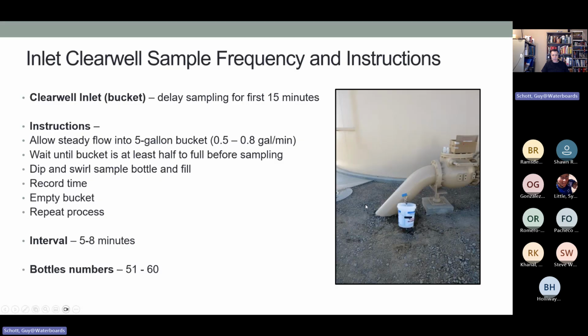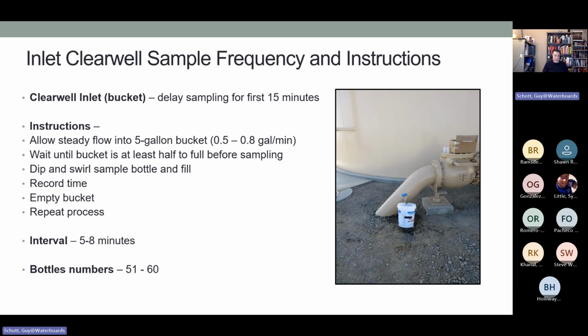Yep. And then for the outlet, we're going to use a bucket. This is an example from another site. We have a bucket with the water going into it, and you just try to adjust the flow to somewhere between 0.5 and 0.8 gallons per minute. We don't need to fill up the bucket really fast. We want to delay the first 15 minutes because it takes some time for steady state to be reached in the tank. So just wait 15 minutes, and then somebody can do the bucket, where you start your water and just let it run.